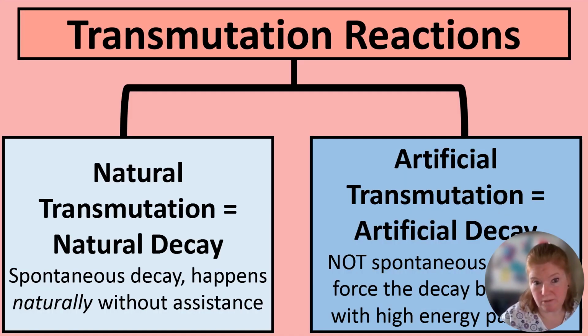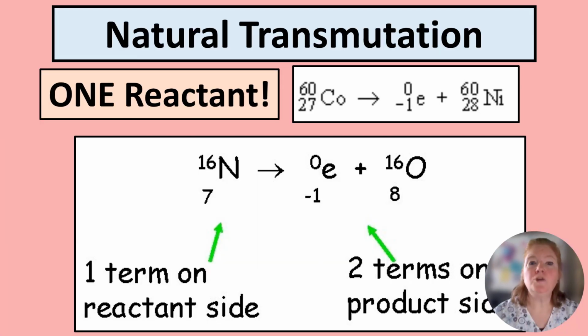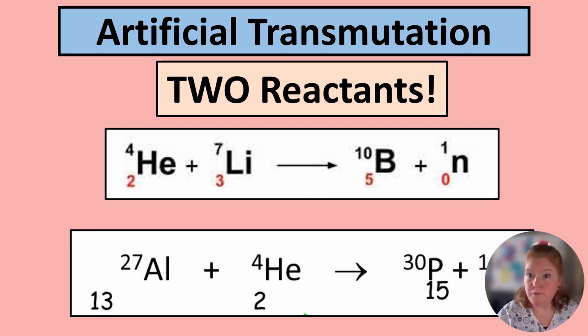It can be natural, which means it just breaks apart, spontaneous. Or it could be artificial, meaning the nucleus is there and I have to hit it with a particle and then it breaks apart. So for a natural transmutation, I have one reactant. It's just a nucleus and it falls apart. When it is artificial, I need two reactants. So I have this nucleus, but I got to hit it with a particle, and then the nucleus falls apart. But no matter what, natural or artificial, I start with one element and I end with a different element. One element changes into another.